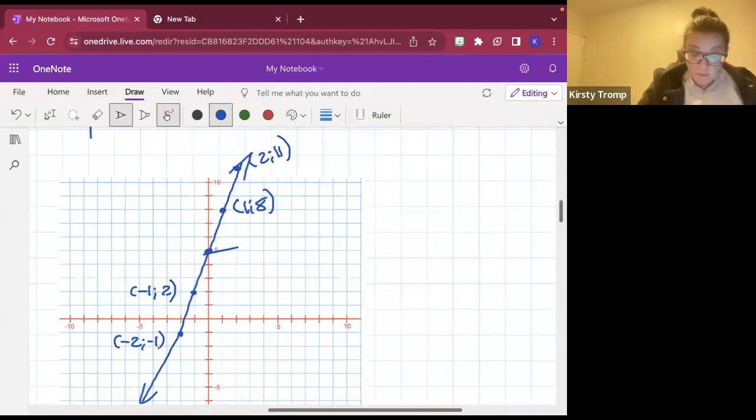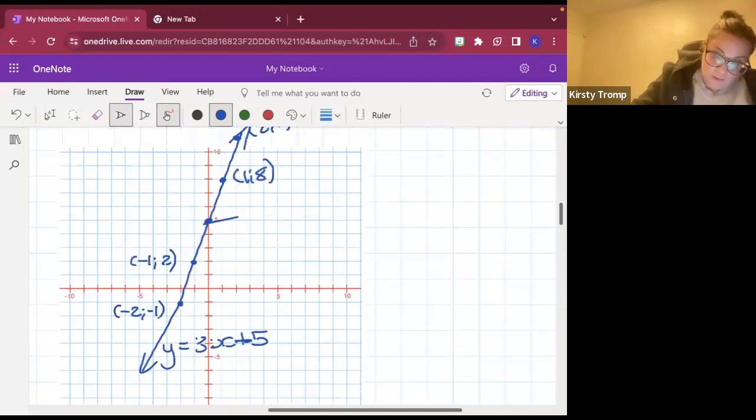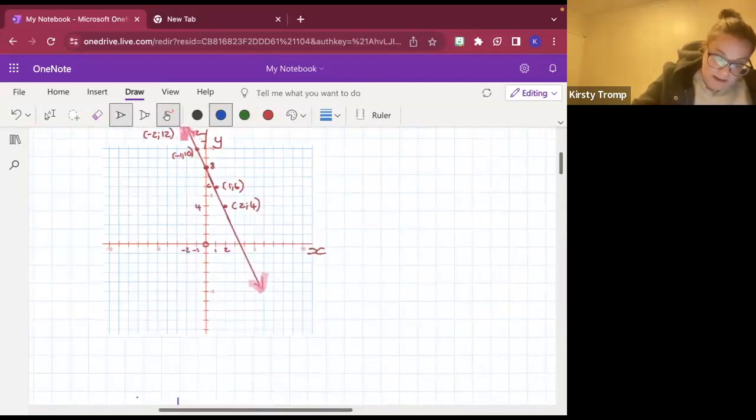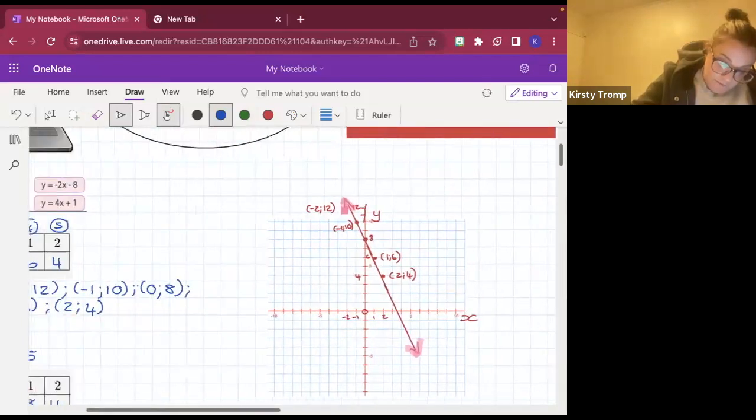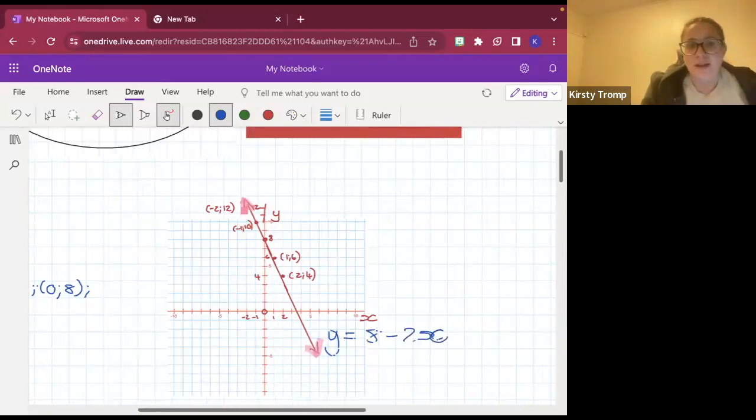The last thing that we need to do, which we forgot to do in the previous one, is we say y is equal to 3x plus 5. We must always remember that we must label our graph. So let's go back to our previous one. Our first graph was y is equal to 8 minus 2x. So it's really important that you label your graph.